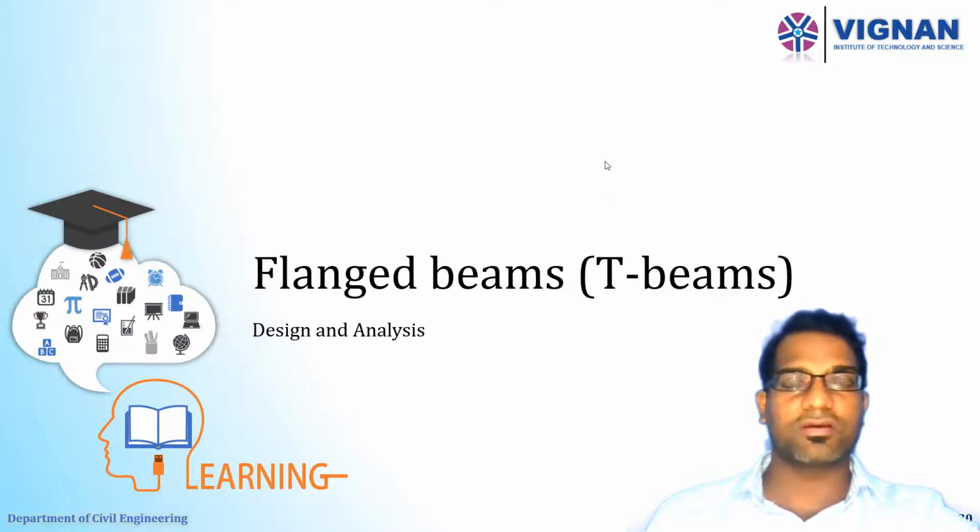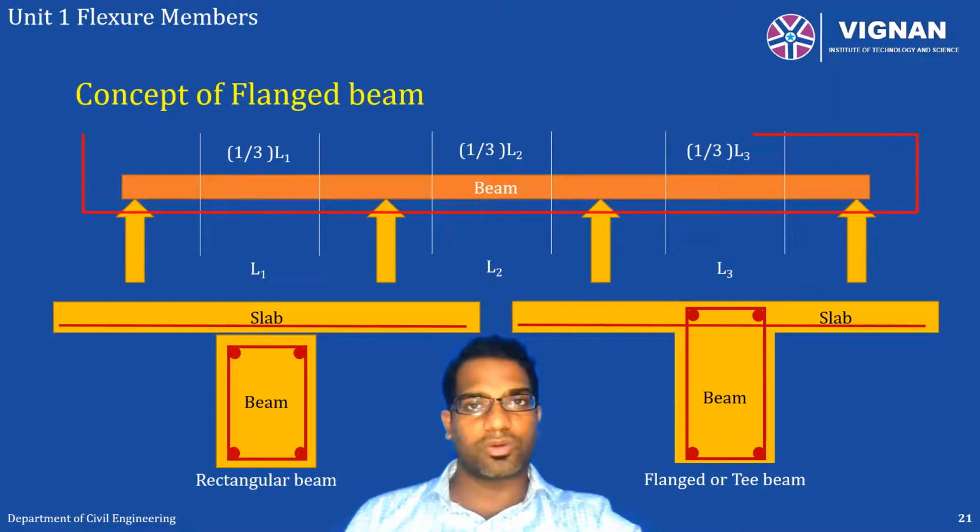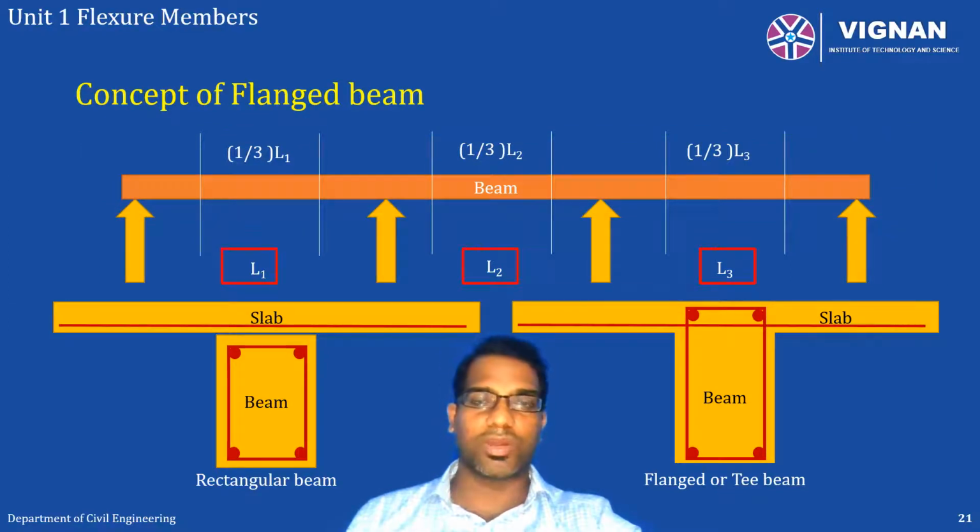In this class, we will learn about flanged beams. In the previous class, we have learned about singly reinforced beam and doubly reinforced beam analysis and design. Now, if we consider a rectangular beam which is continuously supported, like I've shown in the figure, a three-span continuous beam of different lengths L1, L2 and L3.